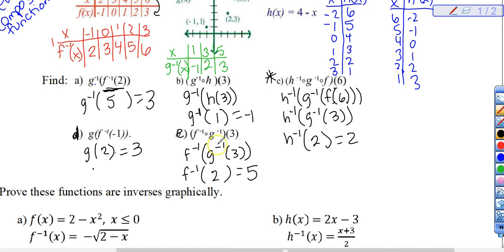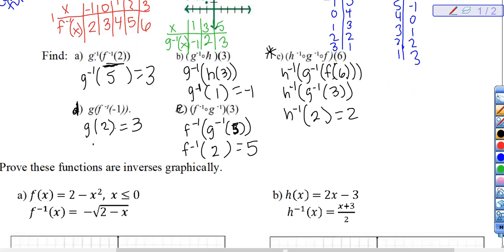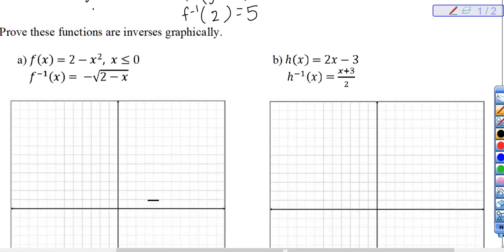The F inverse, well, your G inverse of 3 is 5. You're right. Thank you. My answer was right? Yeah, right. I just wrote it down wrong. Thank you for that. All right, here we go.